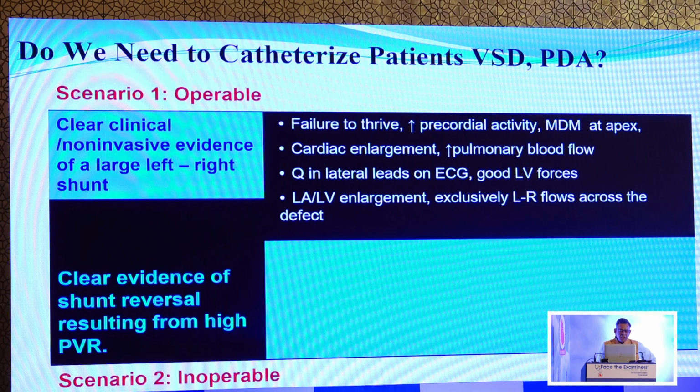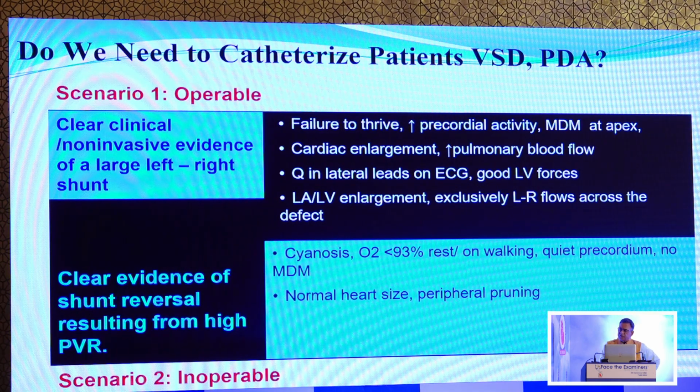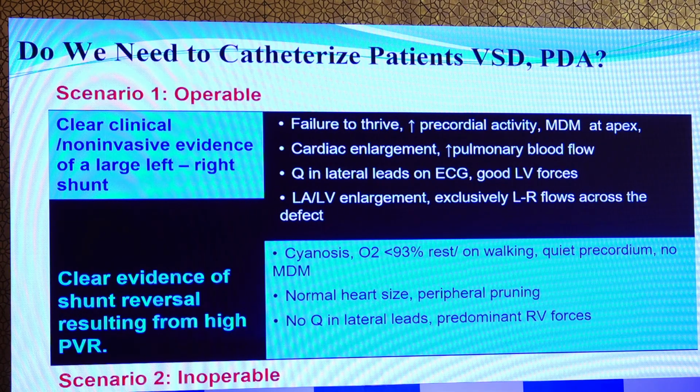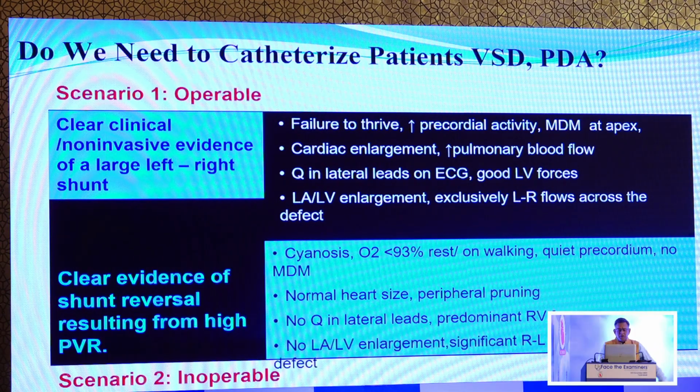No. And then, if there is clear evidence of shunt reversal with cyanosis, oxygen saturation at rest or exercise going to less than 92%, heart size has become smaller, peripheral pruning is there, then it doesn't need any operation. So in these two scenarios, you may or may not operate, and remember these two. Unnecessary catheterization is not to be done when there is manifest cyanosis.